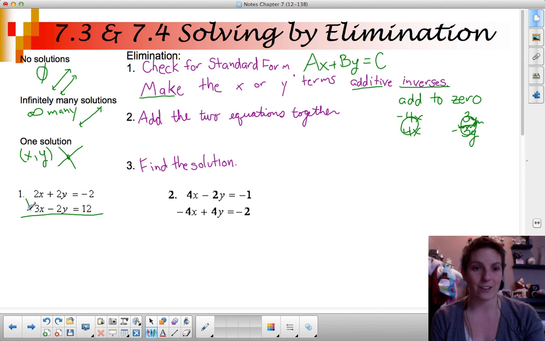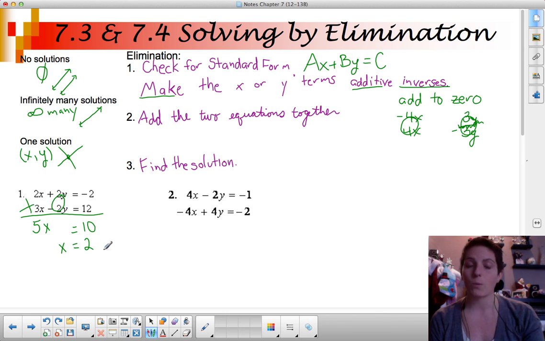So if those two are additive inverses, then I can take the 2 equations and add them together. When I do that, 2x plus 3x gives me 5x. 2y and negative 2y, well, that makes a 0. So that's going to eliminate y for me, equal to negative 2 plus 12 is 10. So I'm now looking at 5x is equal to 10. Divide both sides by 5, and I end up with x is equal to 2.